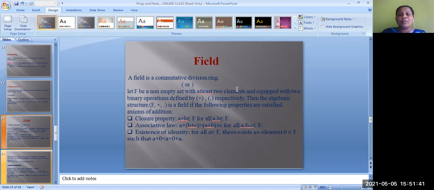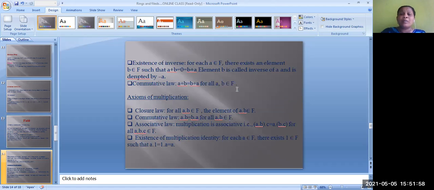And identity with respect to addition, here 0 is our identity element. A plus 0 is equal to 0 plus A is equal to A, A belongs to F and 0 also belongs to F. Next, inverse with respect to addition. Here B is the inverse of A. A plus B is equal to B plus A is equal to 0, and the inverse of A is minus A. Next, commutative law, same with respect to addition. A plus B is equal to B plus A for all A, B belongs to F.